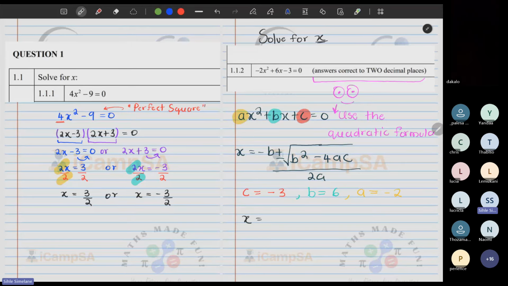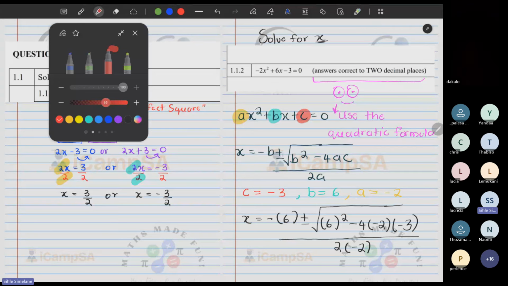So our quadratic formula says we must have minus b. So I'm going to have minus, and if you look at our b, what we have there is a 6. Then plus or minus the square root of, we are going to have 6 squared minus 4 times our a, which is -2, and our c, which is -3. And we are dividing by 2 times a, which is -2.